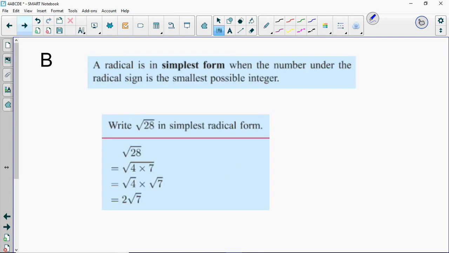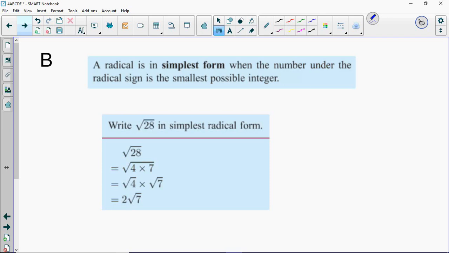All right, section B. So we're going to try to simplify radicals now. And the way to do that is we're going to find the biggest perfect square, as long as we're doing square roots, of course. We'll find the biggest perfect square that goes into the number. So with 28, this is pretty easy. 28 is just the same as 4 times 7.